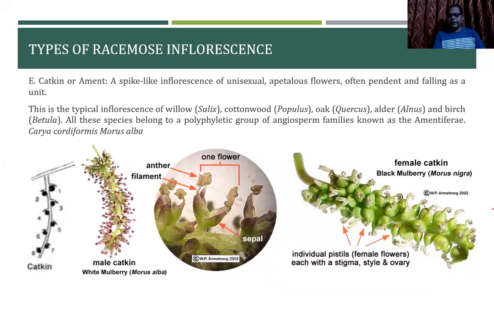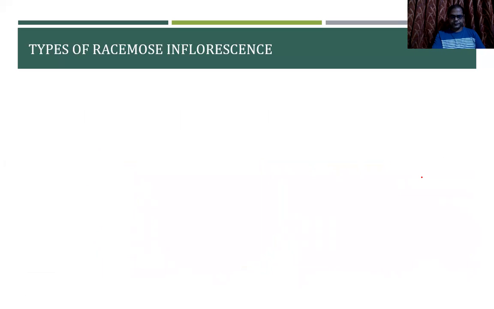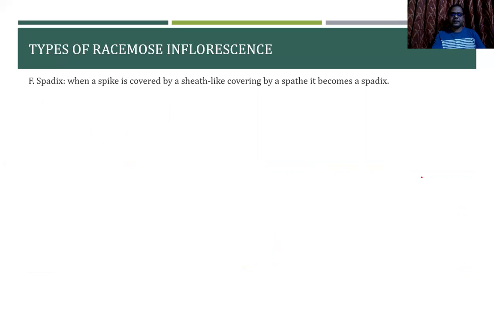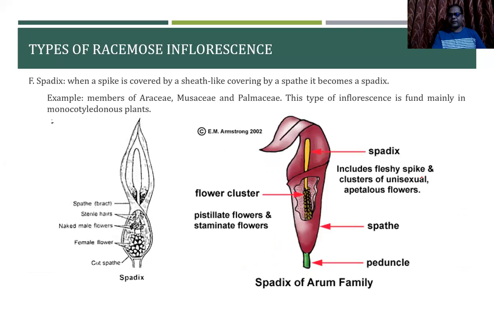This is white mulberry, and this is the female catkin of the black mulberry, or Morus nigra. Another kind of inflorescence is the spadic inflorescence. When the spike inflorescence is covered by a sheath, like is covering on this, that is called the spathe, and it becomes the spadic inflorescence. Okay, so this is what we call the spadix.